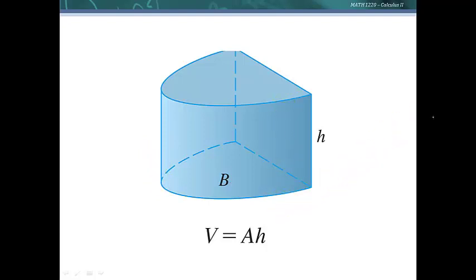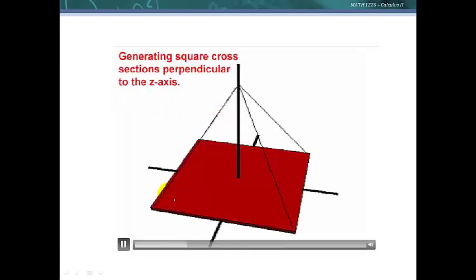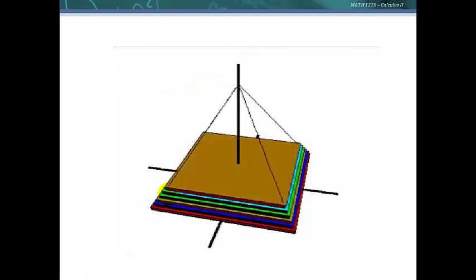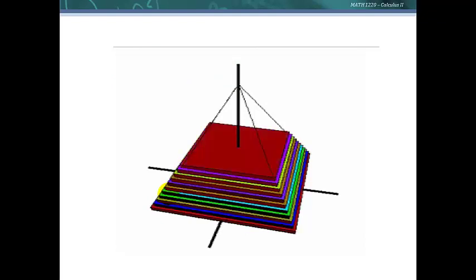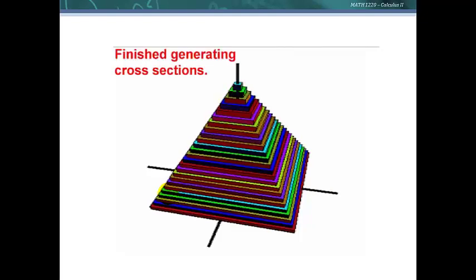What if we had a solid that was not a right solid? For example, let's look at a pyramid. Well, the edge of this pyramid is not perpendicular, so it wouldn't work to do the area of the base times how high it is, but we could look at various cross-sectional areas here as we're going up the pyramid and then multiply them by how thick they are to get a volume, and we could get an approximate for the volume of this pyramid.